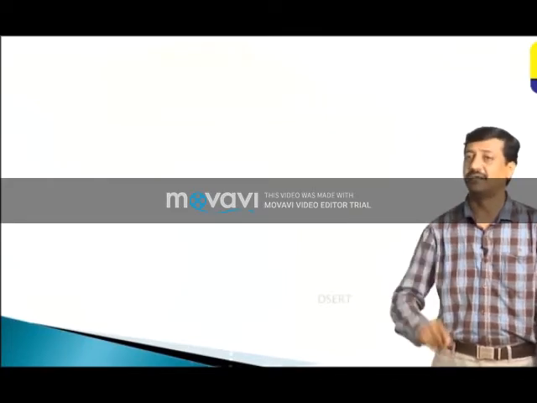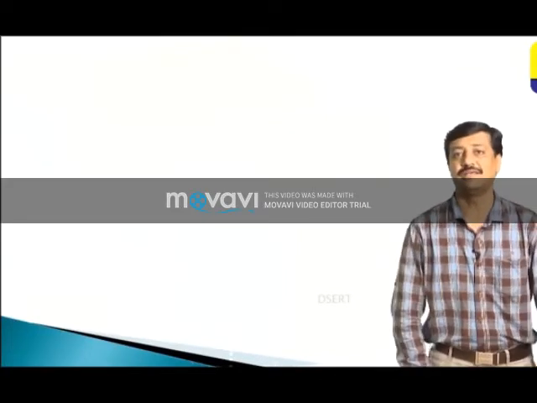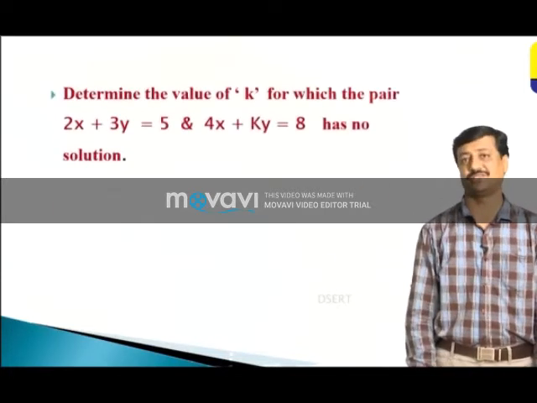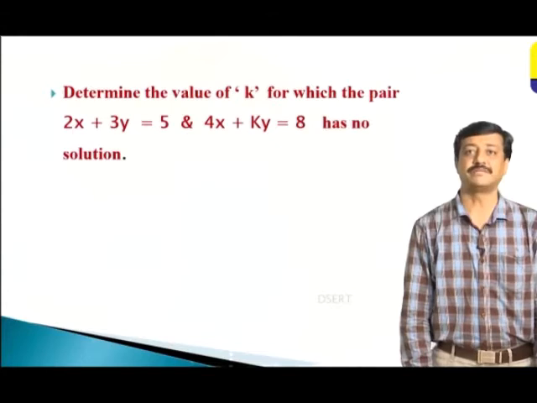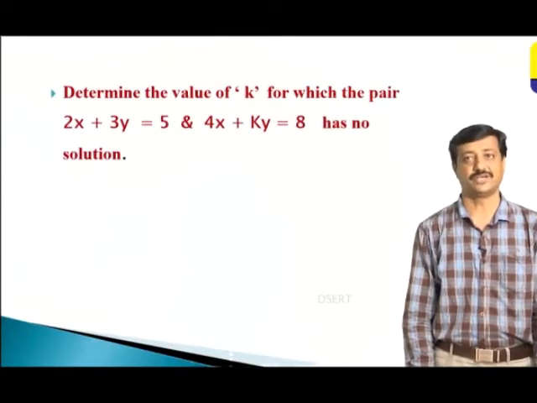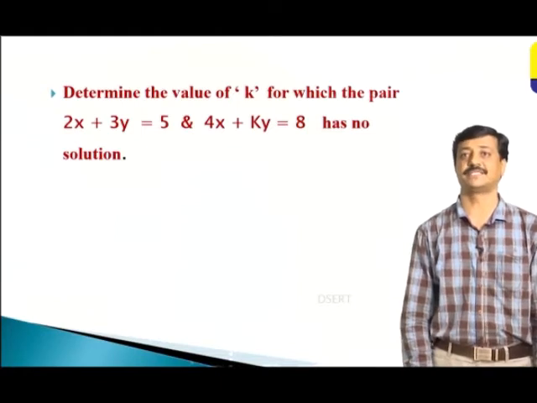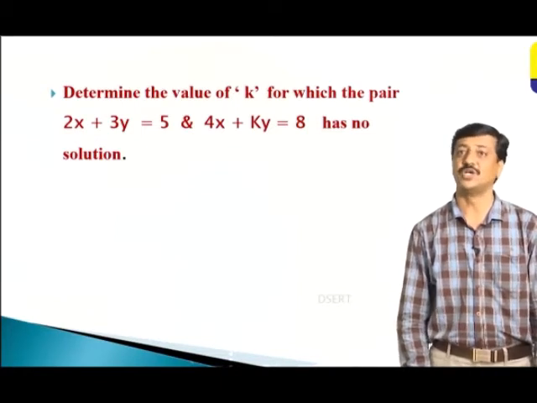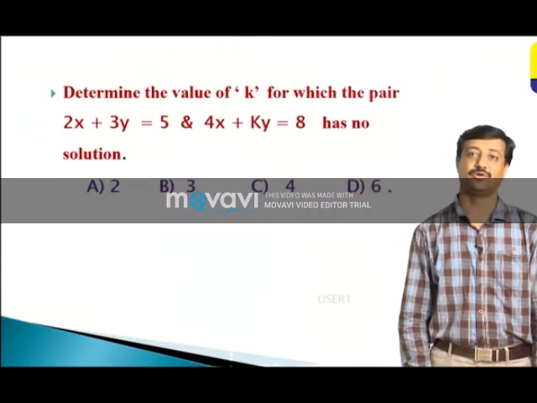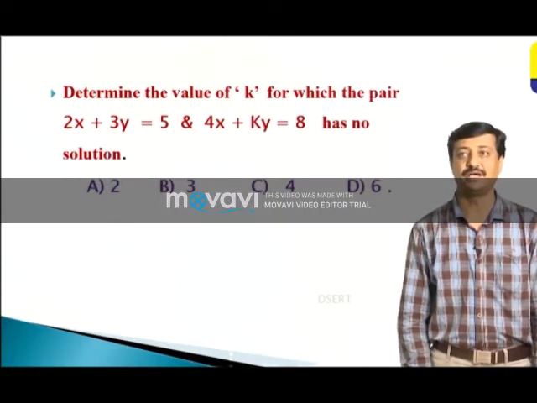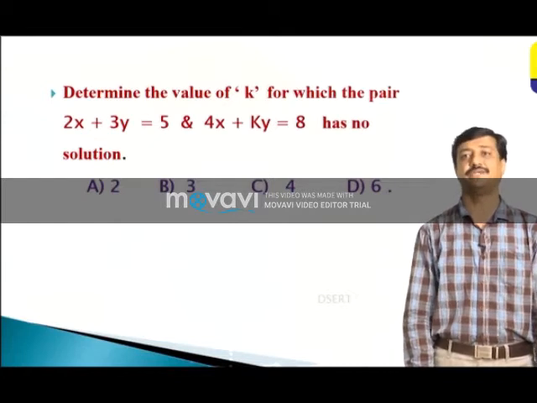In the next, let me show how they will ask a multiple choice question based on the table. Here is a question. Determine the value of k for which the pair 2x plus 3y equal to 5 and 4x plus ky equal to 8 has no solution. Here are 4 alternatives: option A 2, option B 3, option C 4 and option D 6.